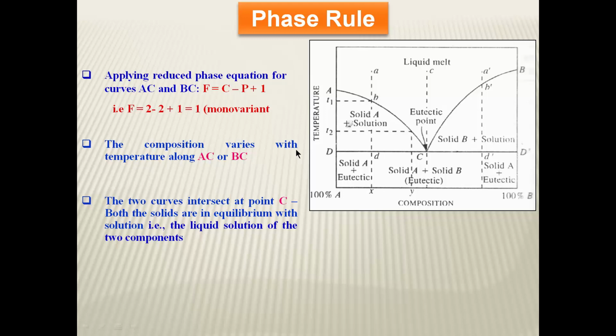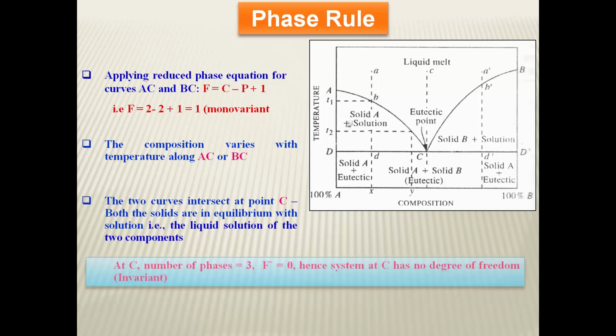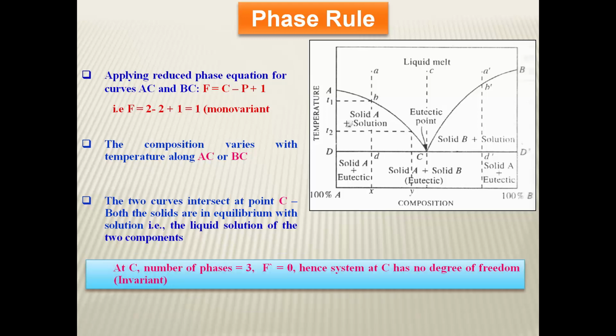The two curves, AC and BC, intersect at point C. Both the solids are in equilibrium with the solution, the liquid solution of the two components which are miscible. At C, the number of phases is 3 now, that is F prime is equal to 0. Remember, this is F prime equal to 0. Prime indicates the reduced phase rule, that is degrees of freedom. Hence, the system at C has no degree of freedom. It is an invariant point.